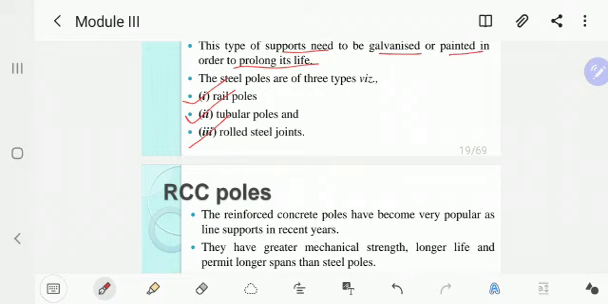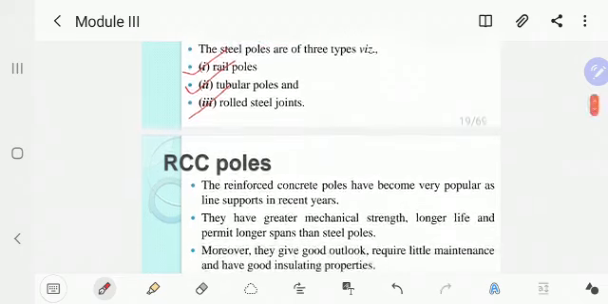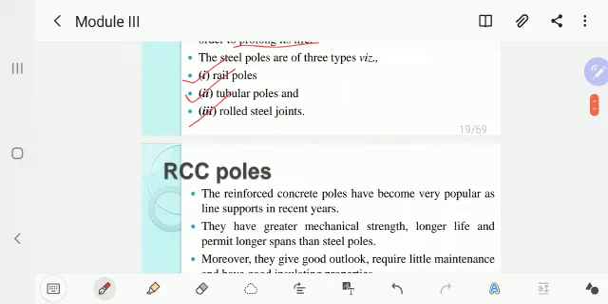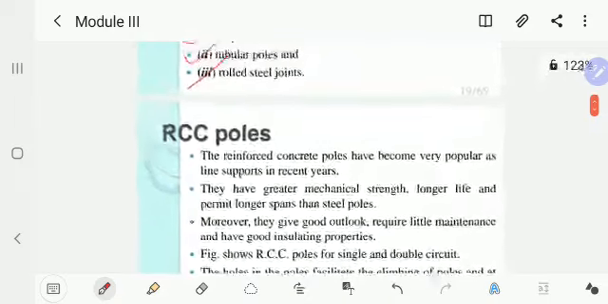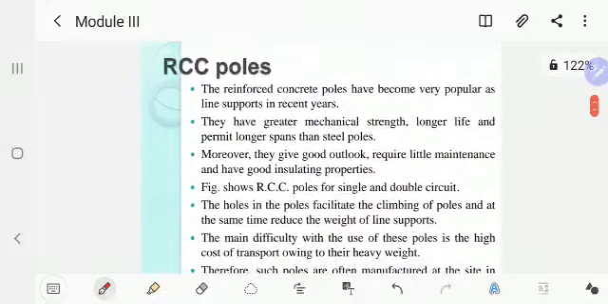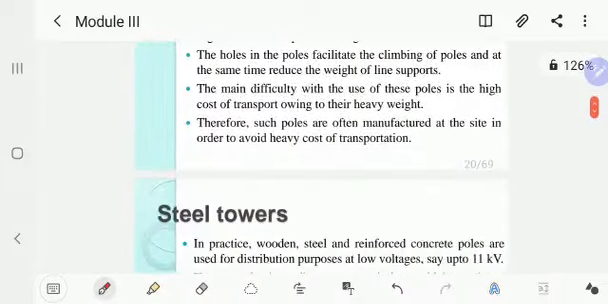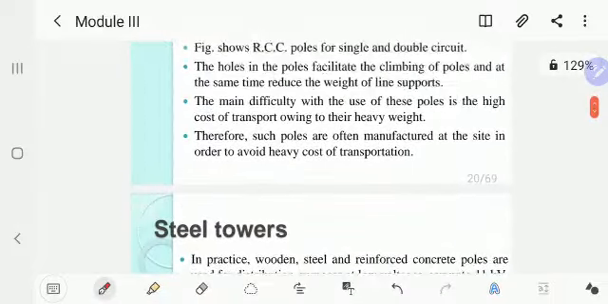Rail poles you might have seen, which have a structure so that a person can climb through it. The other one is a tubular pole, that also you might have seen, just like tubular structures. And the third one is rolled steel joints, which are used in the cities.